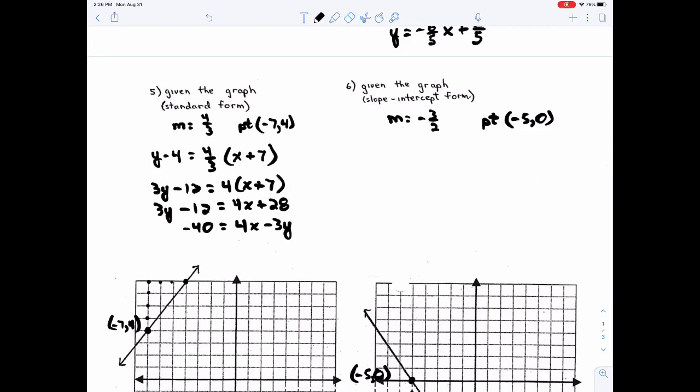So what form do we write? We write the point slope form. So we have y minus 0 equals negative 3/2 times x minus a negative 5 would be plus 5. And, for the slope-intercept form, you want to solve for y. Y is already alone here, so all we need to do is distribute the negative 3/2. So it's negative 3/2 x minus 15/2. Okay.